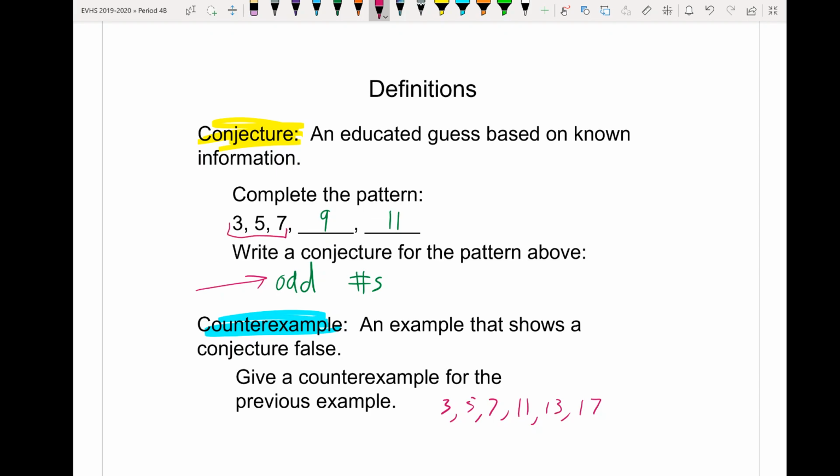Yes. Now, it would actually be prime numbers starting with 3 because 2 is our first prime. Okay? But that's our example to show that maybe, just maybe, our conjecture was not true. And then this, our prime numbers, is the counterexample because it's the example that proves our conjecture was false. And by the way, if you can come up with a single counterexample, then something is considered false in mathematics.